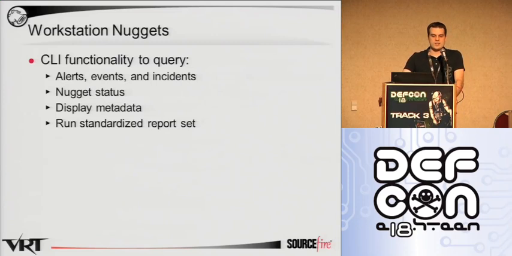And finally, workstation nuggets. Workstation nuggets are basically just a slick human interface to the system as a whole. So you can view existing alerts in the database. You can check the status of nuggets across the system. You can also run a standardized report set. So if you've got like an 8 a.m. meeting and you have to report on a variety of things, you can essentially just sit down at your workstation nugget, look at only the data that you need, print out the report set, and you're done.